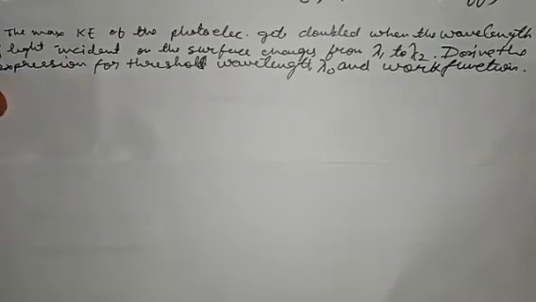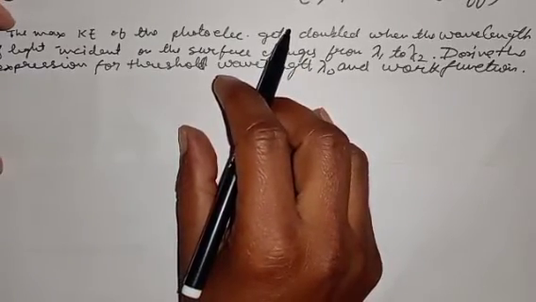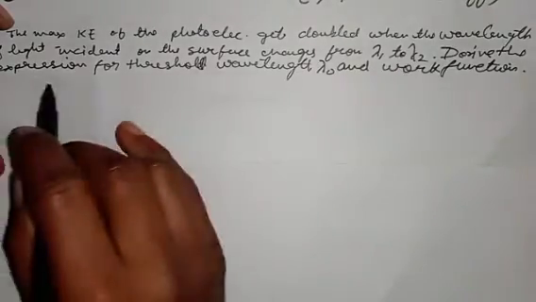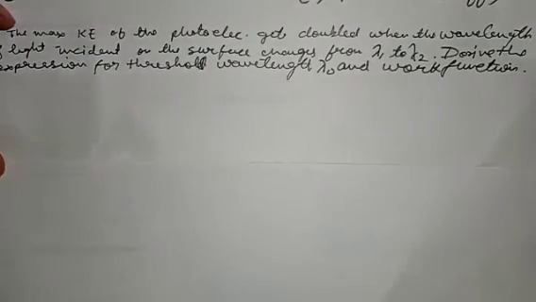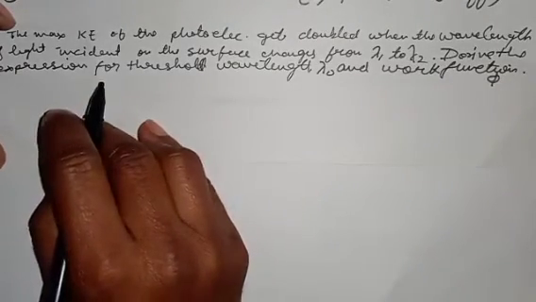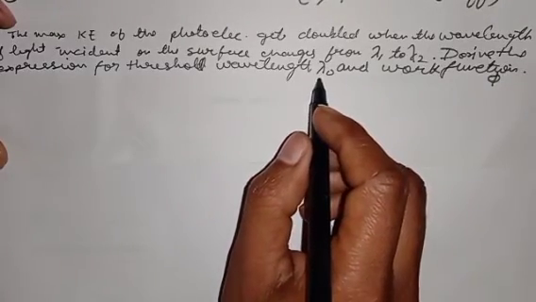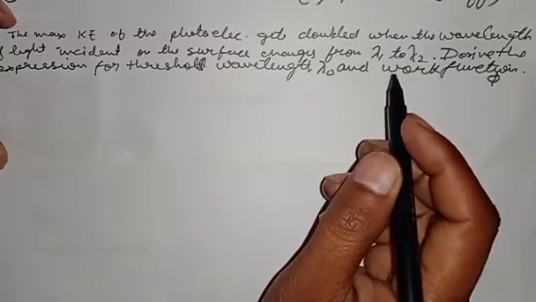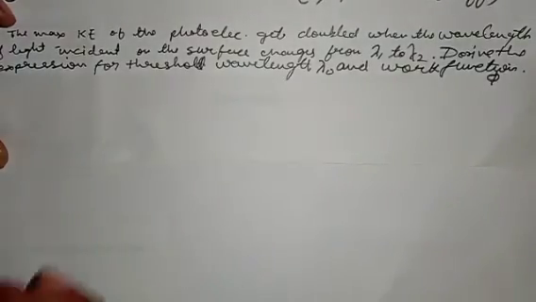The maximum kinetic energy of photoelectron gets doubled when wavelength of light incident on the surface changes from lambda 1 to lambda 2. Derive expression for threshold wavelength lambda naught and work function phi. Okay. So first we will find expression for lambda naught, and afterward for phi, because phi is then hc by lambda naught. So no problem with that.